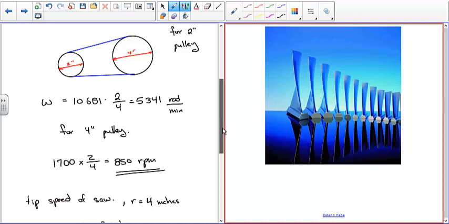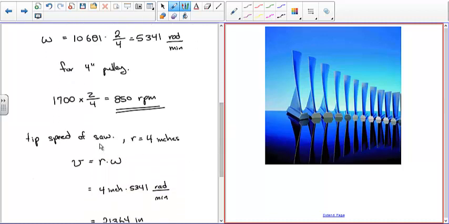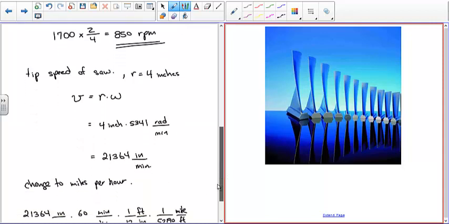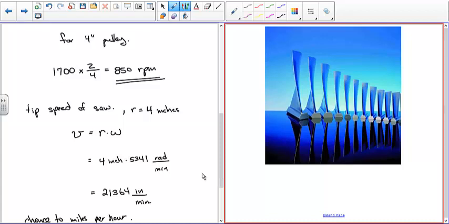But if you think about the tip of the saw, the linear speed of the saw is equal to the radius of the saw times its angular velocity. So you get 21,364 inches per minute. That's the linear speed. They didn't ask us to do this, but I just want to give you an idea of how fast this thing is moving. So that's the linear speed in inches per minute.